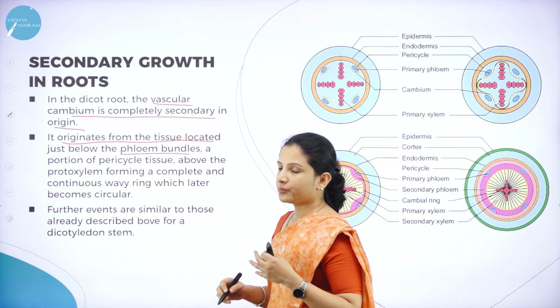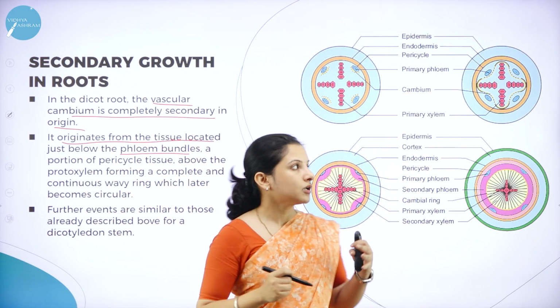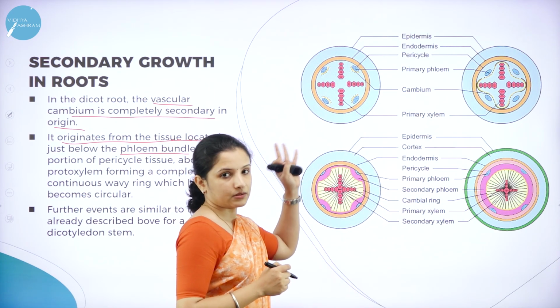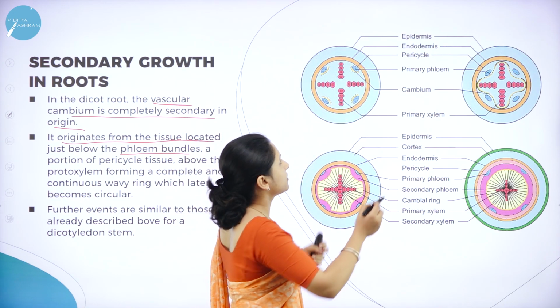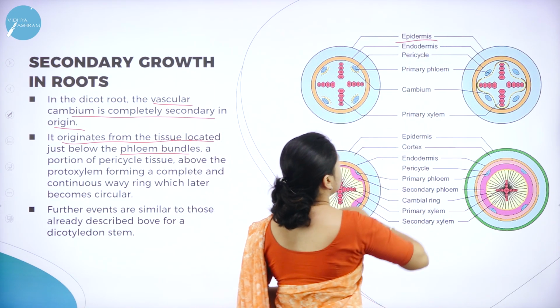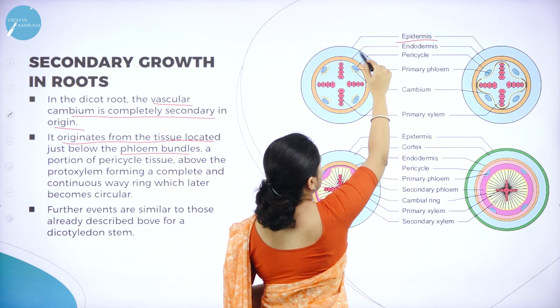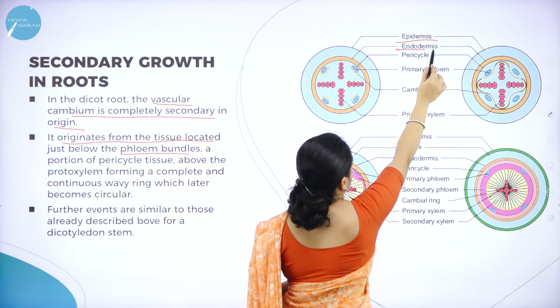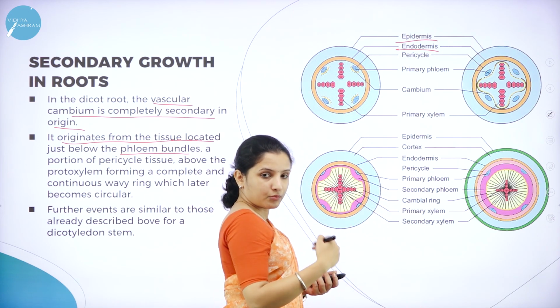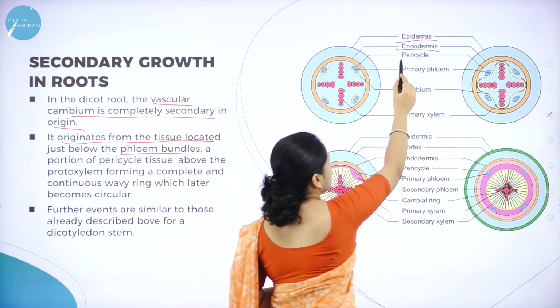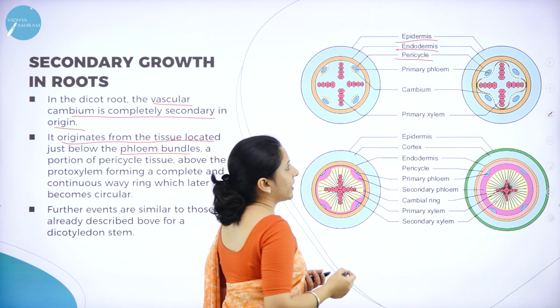So here, as you can see, we have the plant tissues wherein the epidermal tissue is present, that is the epidermis. After the epidermis comes the cortex region. After the cortex region comes the innermost covering, that is the endodermis. Below the endodermis is present the pericycle.